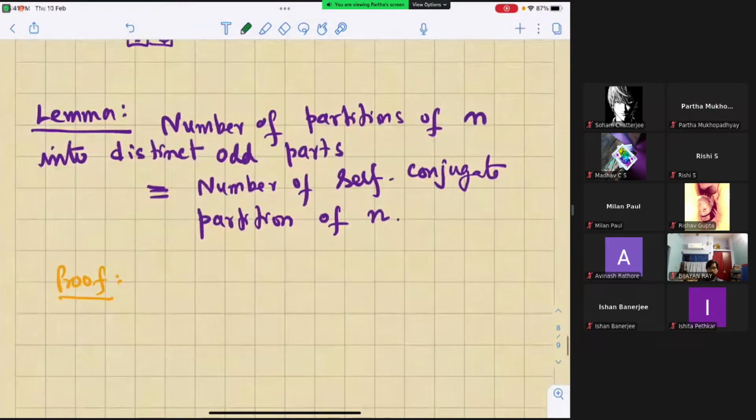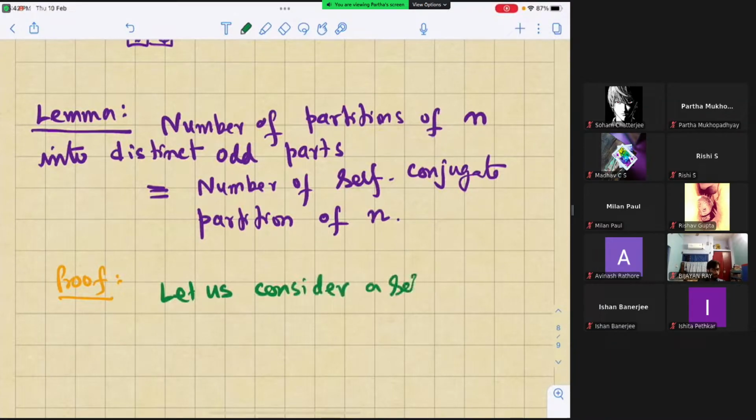Okay, so let's again try to put a bijection. How do you put a bijection? You start with a Ferrers diagram that is self-conjugate, and then from there you construct a partition of the number into distinct odd parts and vice versa. So let us consider the self-conjugate Ferrers diagram. I'm not writing figure always, I'm just writing the diagram.